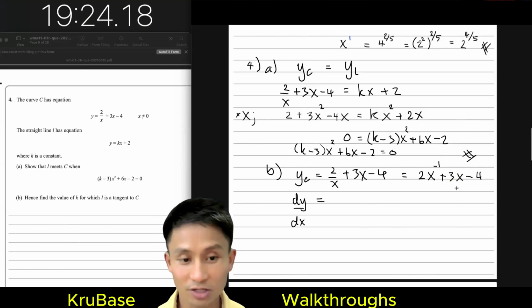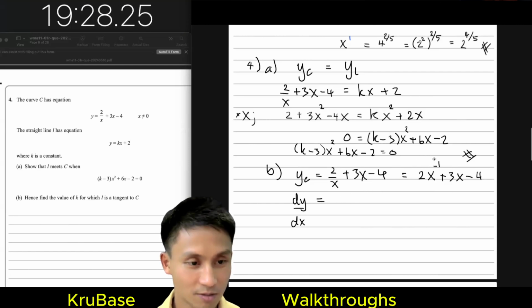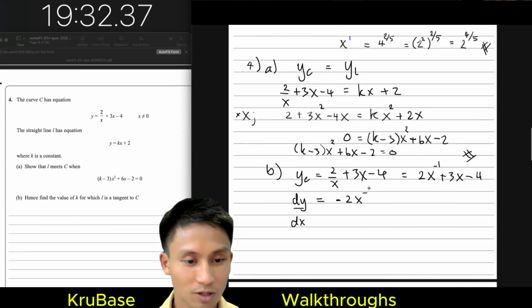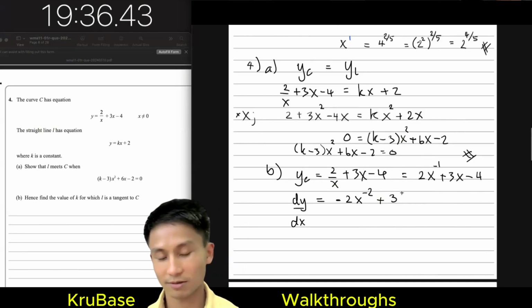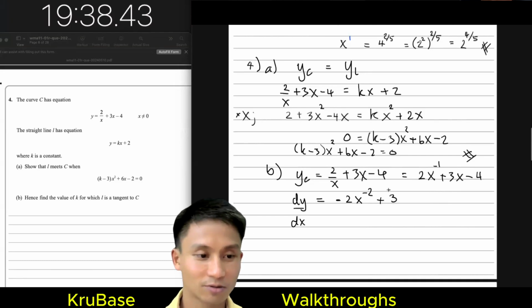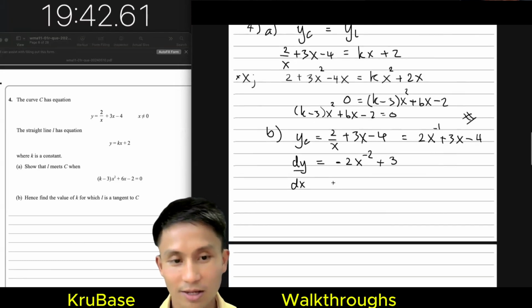We need to differentiate this curve function. So the first term will give us the power bringing down, we get -2, and the power subtracted by 1, we get -2 there. 3x would become 3, right? Just the x would cancel out when we differentiate. It's like it goes away.